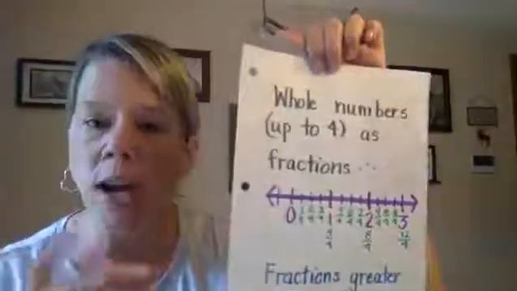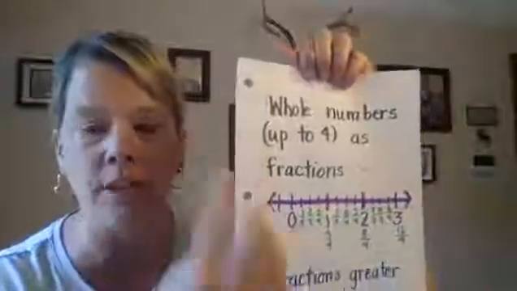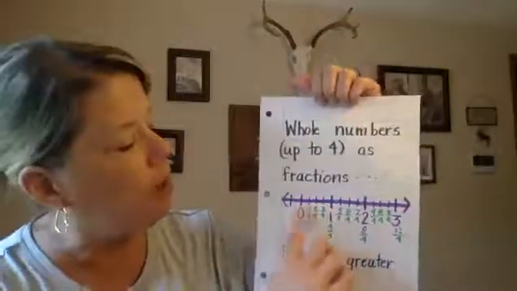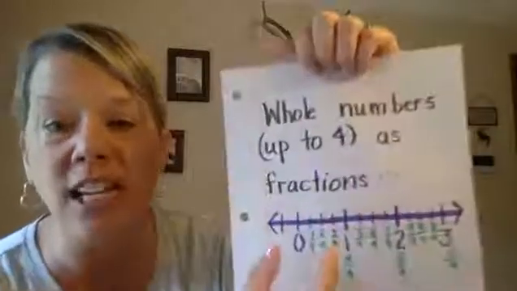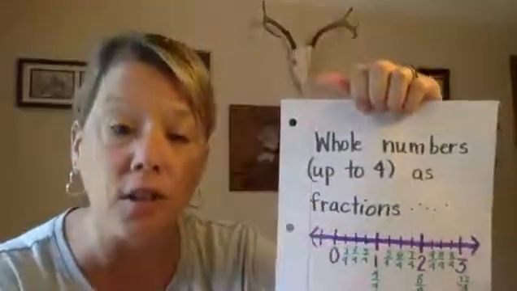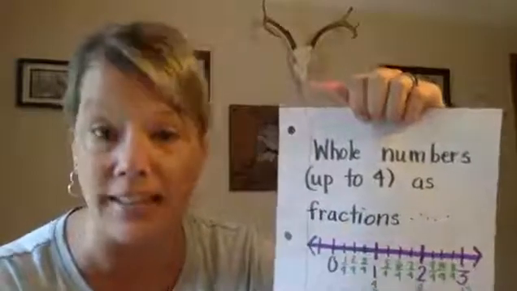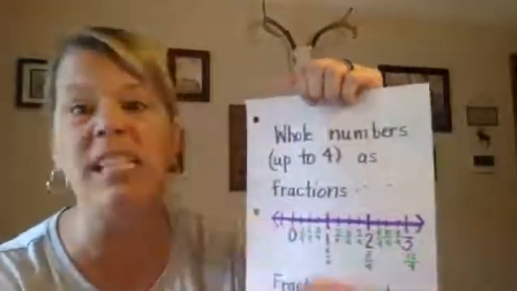So again, when Miss Street talked about whole numbers as fractions, in third grade, we only go up to 4 whole numbers. So we would go to 0, 1, 2, 3, 4. And we can partition each whole into halves, thirds, fourths, sixths, and eighths. And look, we want to dig deep into that.